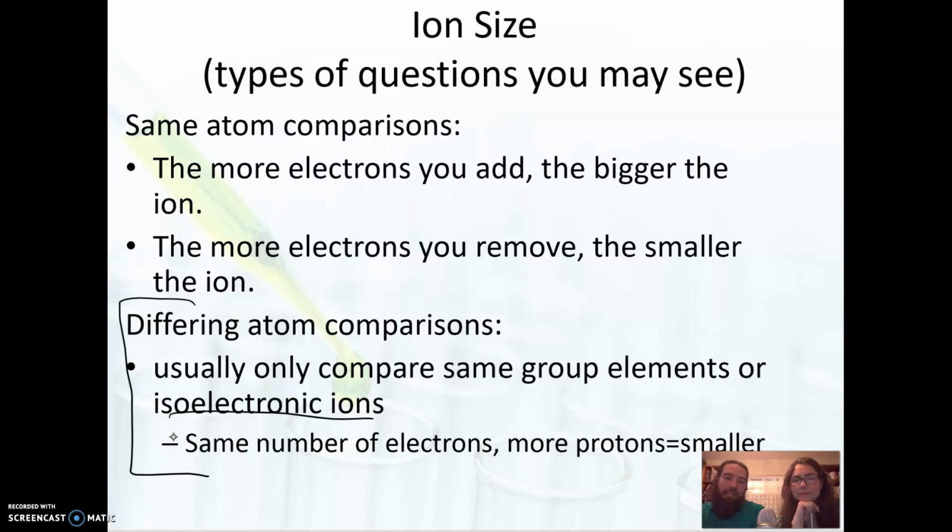Now, if we're just looking at the same atom and comparing the atom to the ion, let's go with fluorine and the fluoride ion. Well, the fluoride ion gained an electron, so it will be bigger. If we add electrons, we're going to be larger than the atom. Likewise, cations that lose electrons become smaller when they form the ion. So if I was going to compare calcium to the calcium 2+ ion, I would say that the calcium atom is larger than the calcium ion.